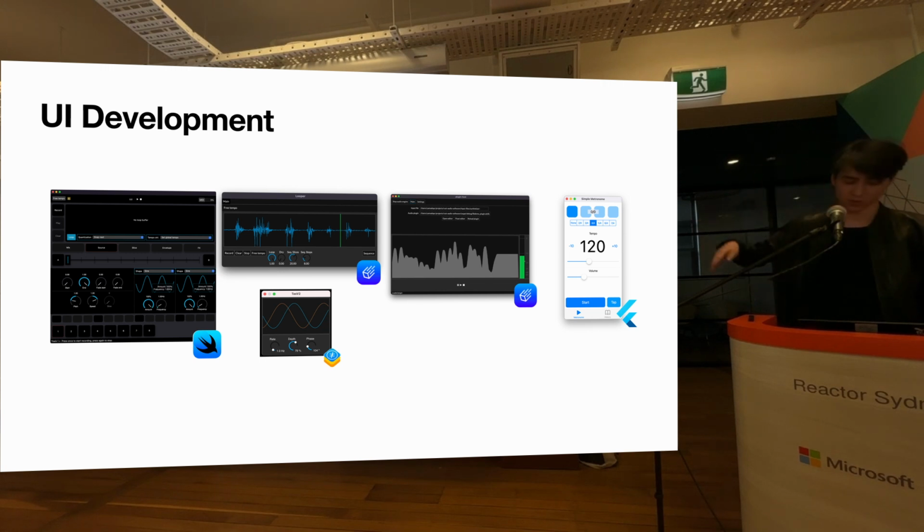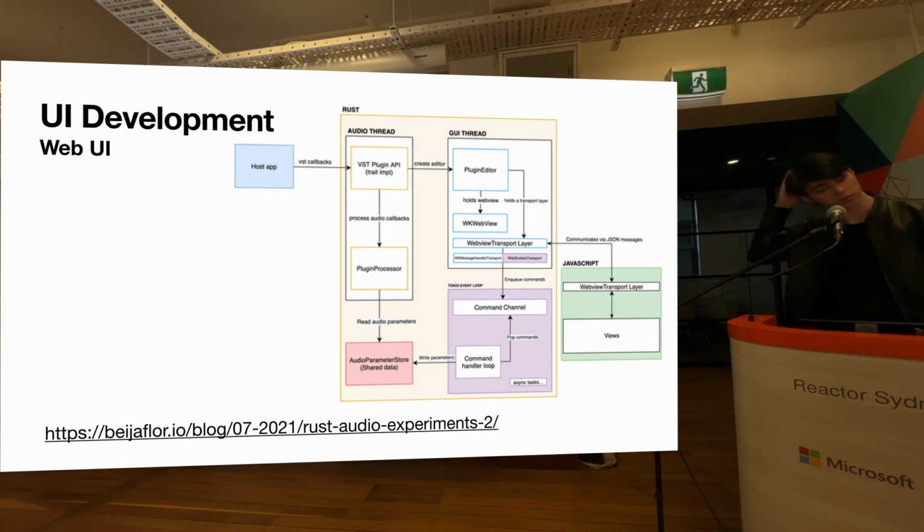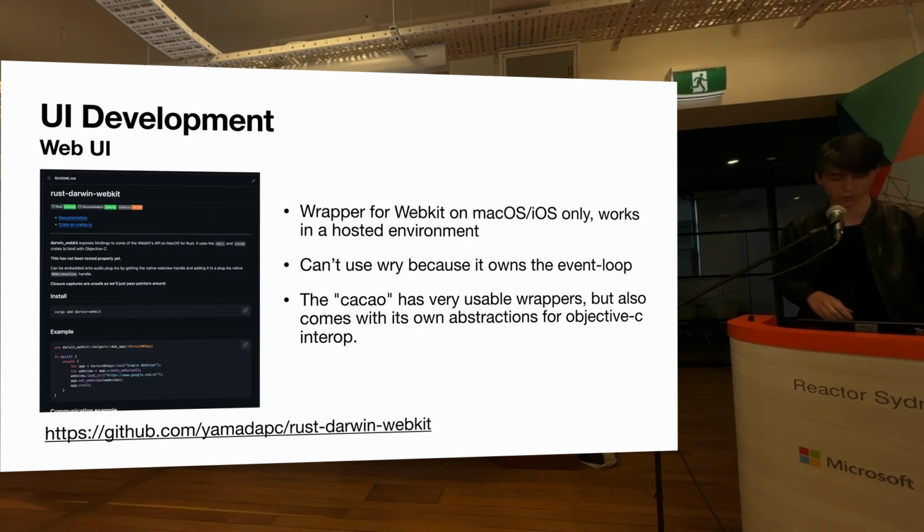So I tried to do a bunch of things with UI development on this repository, and the first thing I was looking at was web UI. You'd host some web view, and then you'd have some message channel with the Rust app. I did two transports, with WK message handlers and with WebSockets. But now I think WebSockets is probably enough, and you should probably use that.